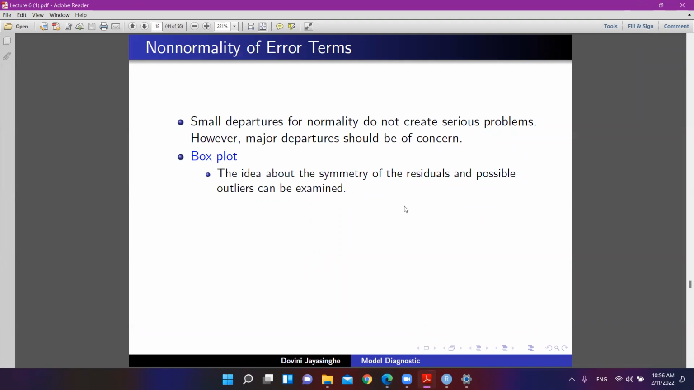So the idea about the symmetry of the residual: you draw the box plot for the residual, and possible outliers can be examined.